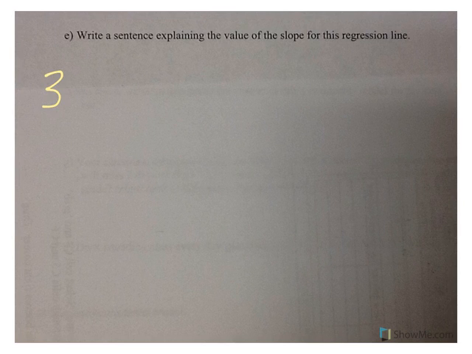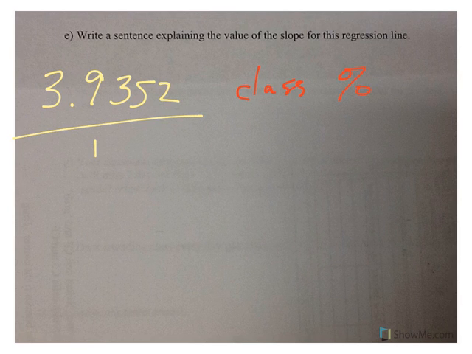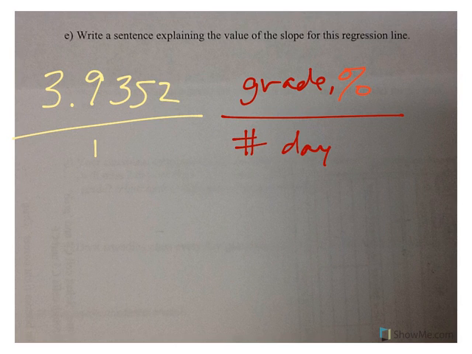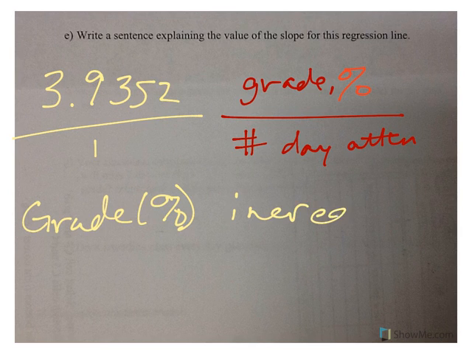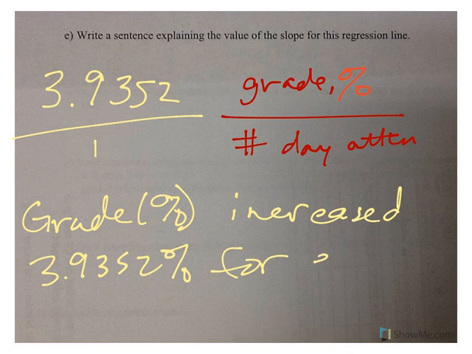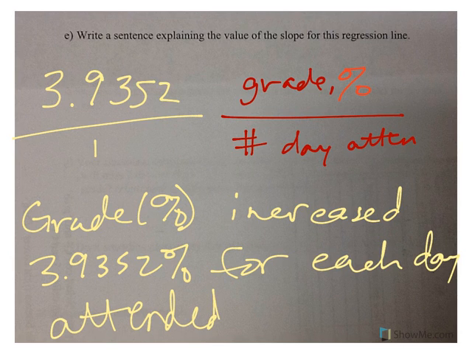Okay, well, slope is the number in front of x, so 3.9352 over 1. Dependent variable goes on top, so this is the grade as a percent over the number of days attended. So the grade as a percent increases, and it increases because it's positive, 3.9352% for each day attended. The more you attend, the higher your grade.